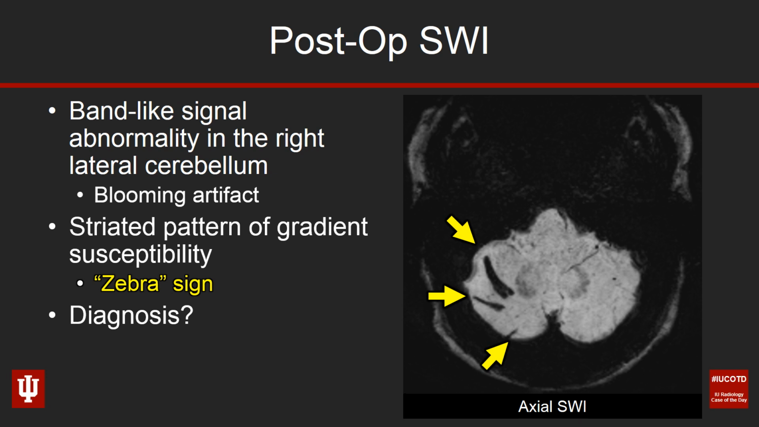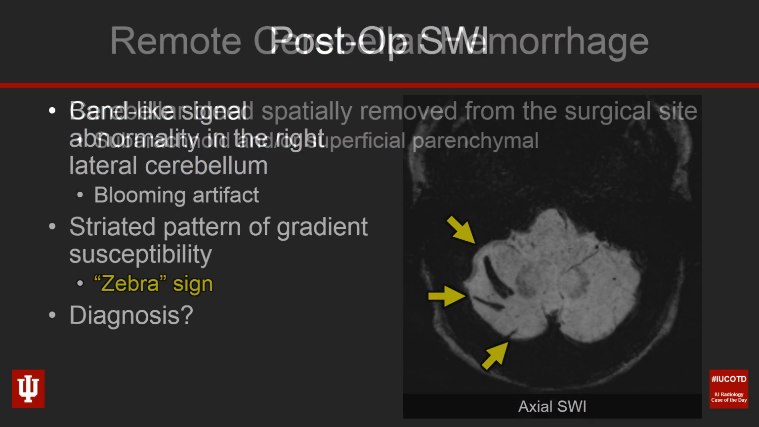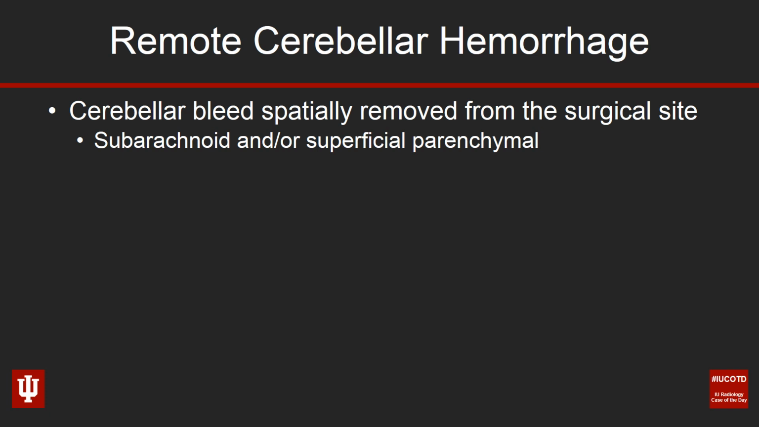So what's the diagnosis in this patient who'd had a recent left pterional craniotomy and GBM resection? This is a case of remote cerebellar hemorrhage, a cerebellar bleed that is spatially removed from the surgical site. This can involve the subarachnoid space, or it can involve the parenchyma. If it involves the parenchyma, it's usually superficial, but this is geographically removed from where they did surgery. In this case, the surgery was contralateral and supratentorial. This is a posterior fossa bleed.